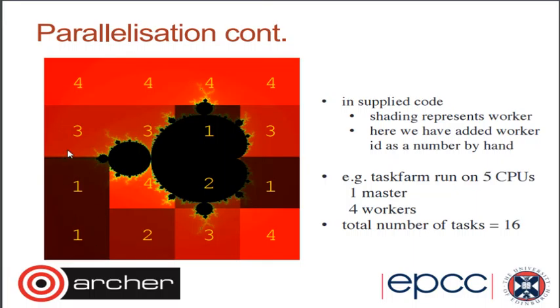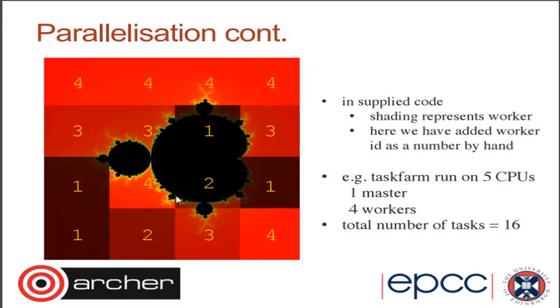So if we look here, it's shaded as well, sorry, so the darker it is, the shading represents the processes as well. So what happens? We give worker one this block, we give worker two this block, we give worker three this block. Now, if you notice, these are all the easy points because they're not in the Mandelbrot set. But if you look over here, we start to get a bit of the Mandelbrot set. So we would imagine that worker one and two would finish pretty quickly, and worker three might get stuck for a little while, and then we've got worker four.